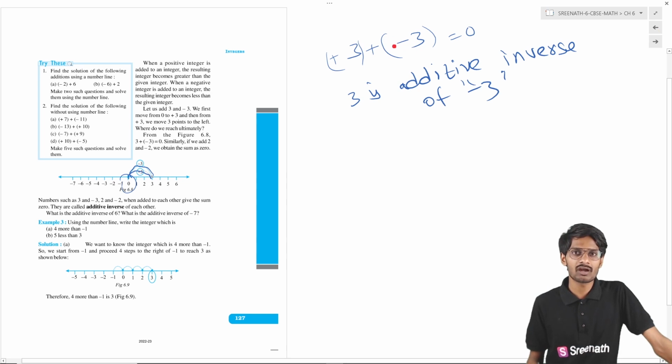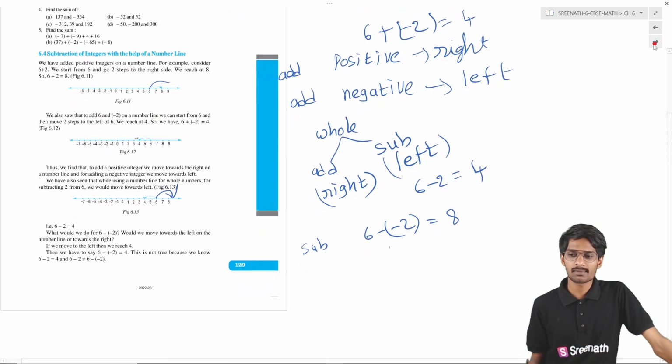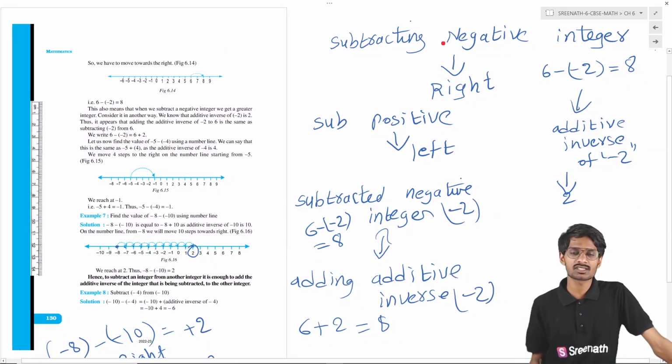And next is about additive inverse. Whenever we have two numbers, if the result of adding them is 0, we call both numbers the additive inverse of each other. And next thing is subtraction of integers. How to subtract two integers. In the case of subtracting a negative integer, we have to move right side on the number line. In the case of subtracting a positive integer, you have to move left side of the number line, students.